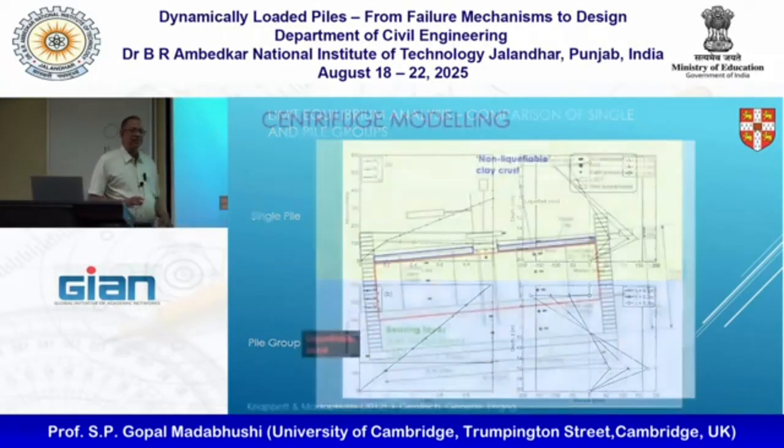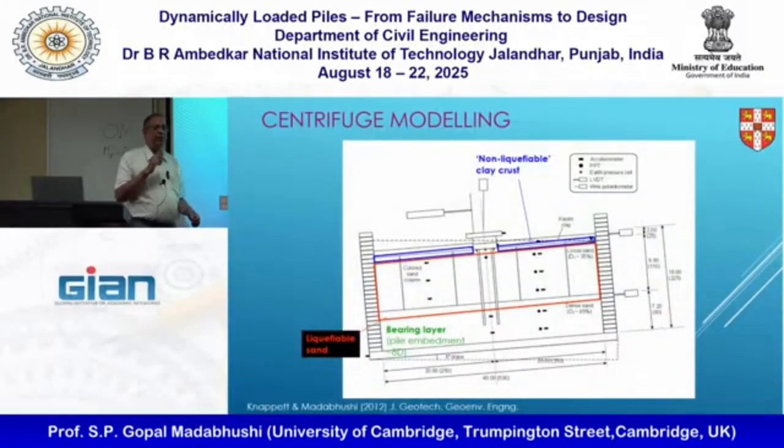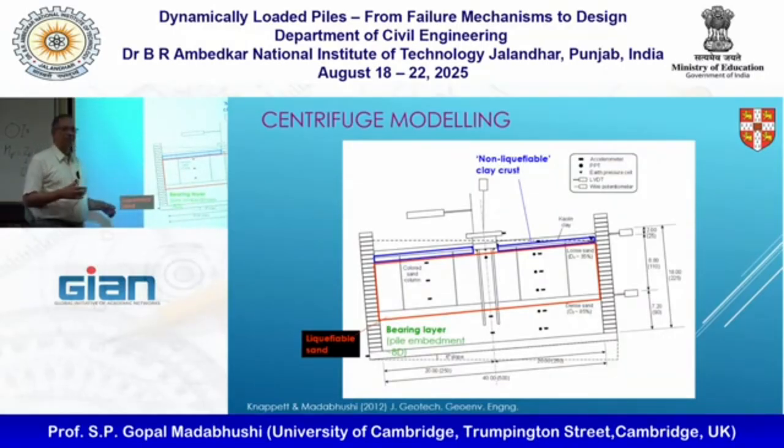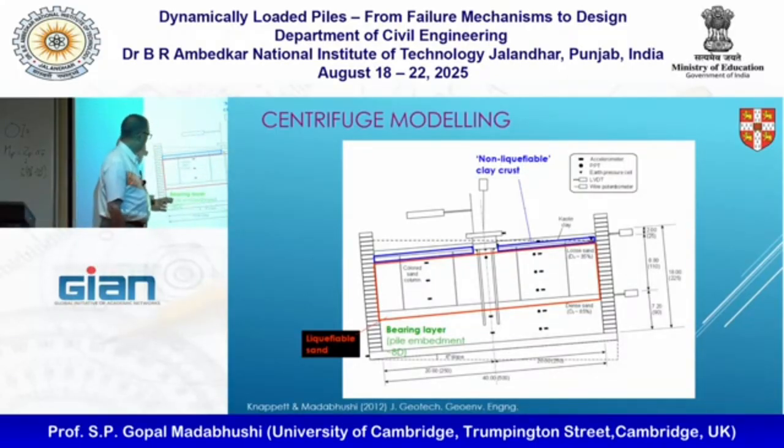Now, as was the theme, it's one thing to do all that with no experimental evidence, but that's not my game. My game is to say, right, that is the theory or the framework we have. How much validity it has can only come from some experimental evidence. So this Jonathan Knappett, who is a professor now in Oxford, he's done very well. He did these experiments where we have piles going through a liquefiable layer.